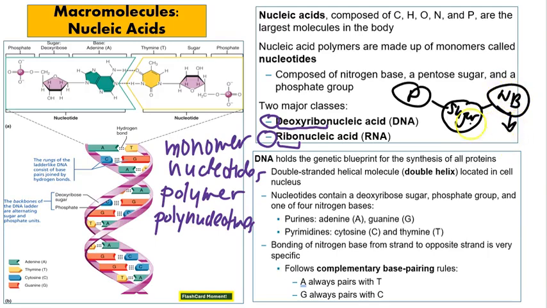And these nitrogen bases are different for DNA and RNA. So for DNA, it's going to be adenine, thymine, guanine, and cytosine. And then for our RNA, they're going to have a difference by the thymine here. So it's going to be adenine, uracil, guanine, and cytosine for RNA.